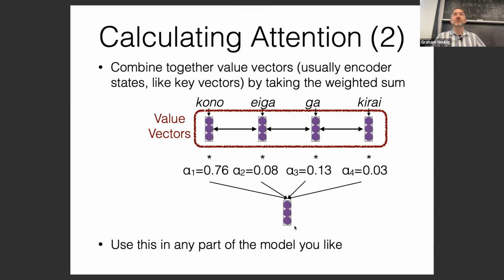This sort of attention operation is a kind of atomic operation that you can use in any part of the model that you would like. Usually we use it for sequence encoding or decoding, but you could also do attention over, for example, some sort of knowledge base that you have or other things like that.